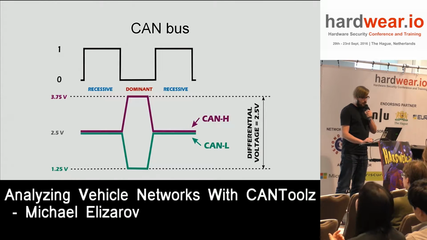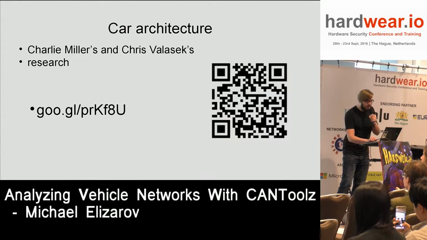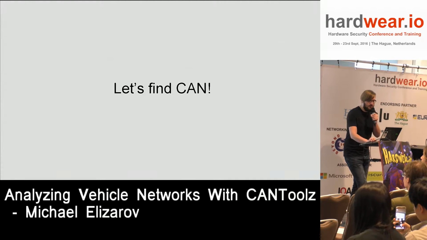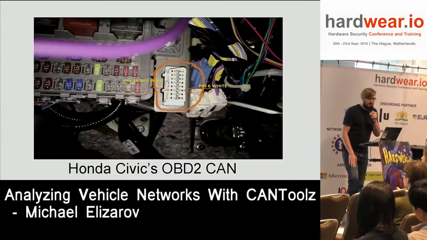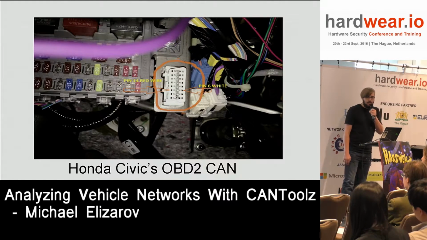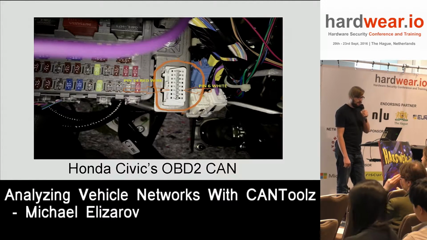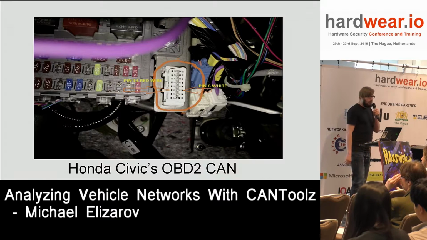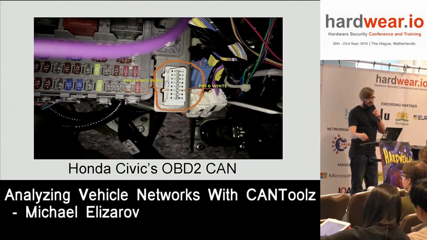So, some theoretical stuff. I wouldn't like to tell you about it because you know all that stuff. So how did we find our first CAN bus? It was in the OBD port in a Honda Civic 9th generation, and we saw some packets about what was happening in the car.